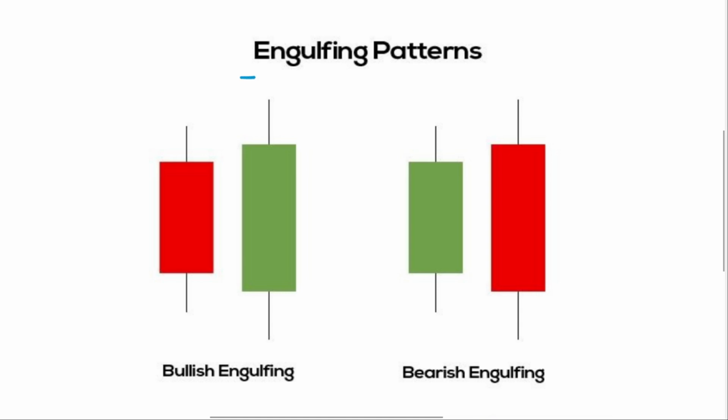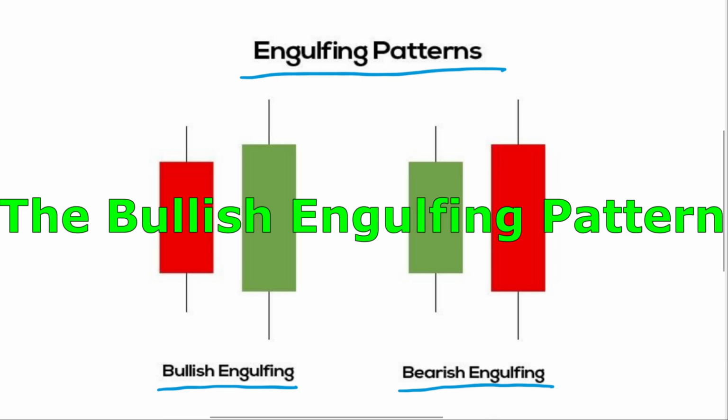But alright guys, so the engulfing pattern, what is it? Well, we have two different types of engulfing patterns. First of all, we have the bullish engulfing pattern, and we also have the bearish engulfing pattern. And let's start here by explaining the bullish engulfing pattern, what defines it, and what it means. So the bullish engulfing pattern consists of two candlesticks.